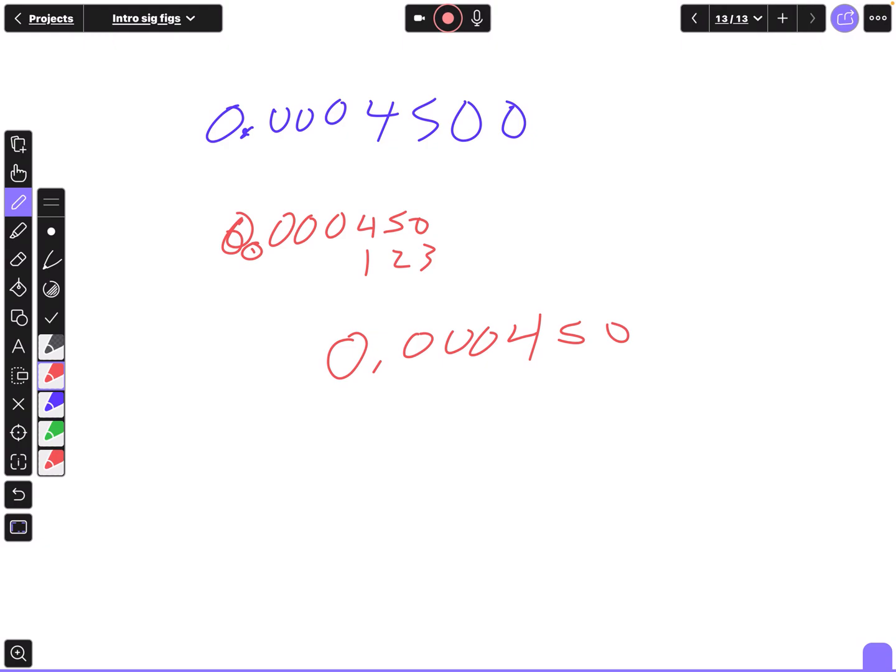If I wanted to round to 2 significant figures, then I could do this: 0.00045. Leave that last 0 off. Now that would be just 2 significant figures: 1, 2. Those other zeros in front would not count. And that's how you tell what numbers are significant, how to tell the number of significant figures, and how to round an answer to a certain number of significant figures.